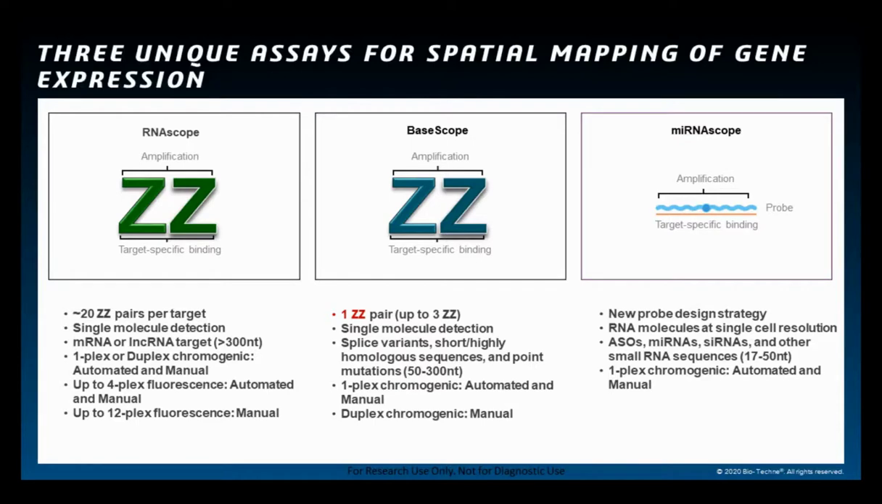Last but not least, ACD offers the newest miRNAscope technology to detect even the smaller RNAs and oligos, such as microRNAs, antisense oligos, small interfering RNAs, or other sequences in the range of 17 to 50 nucleotides. This new assay is currently available as a chromogenic singleplex assay.